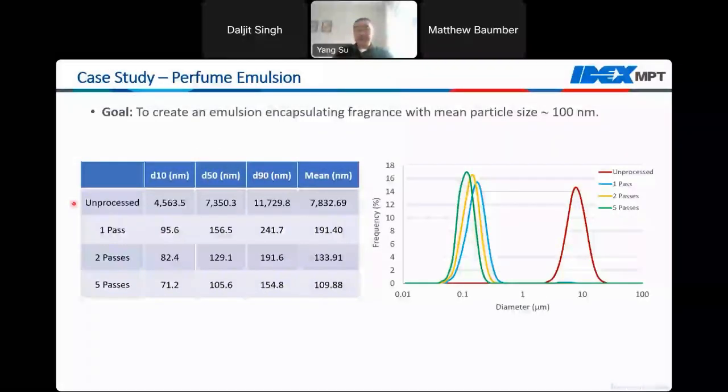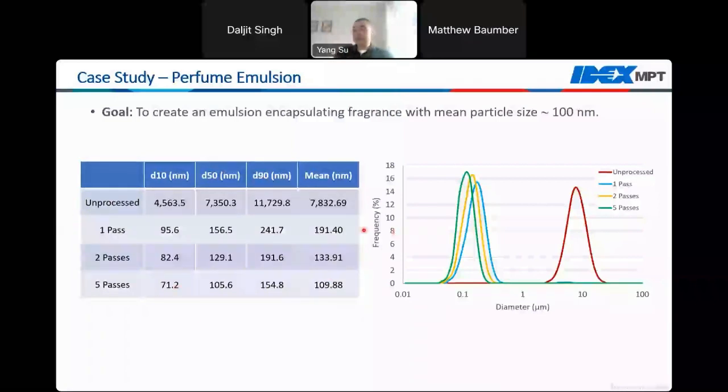So we worked with one of the leading cosmetic companies to help them process the formulation they developed for emulsion to encapsulate fragrance. And as I mentioned before, to be able to help to achieve a desired appearance of the final product. In this case here, we were looking to reduce the particle size greatly to around 100 nanometers.